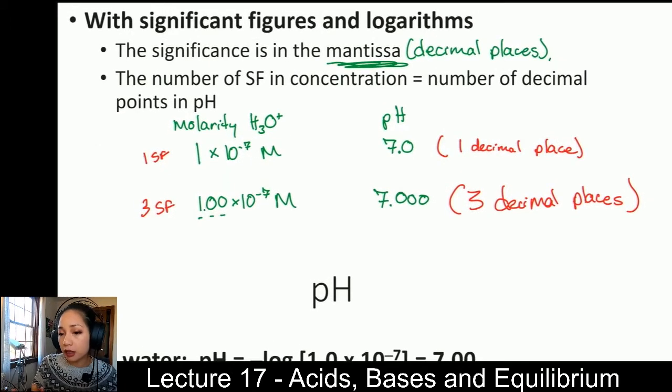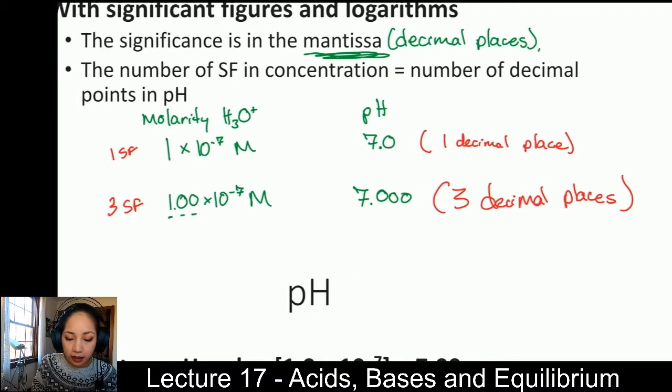It's not just for pH. If you use a logarithm or a natural log in an equation, these rules still apply. The number of sig figs that you put into the logarithm, when you spit out a number, is the number of decimal places where the significant figures go.